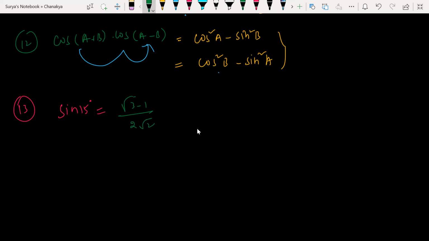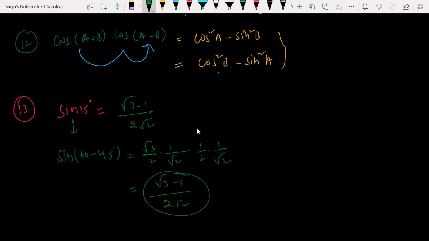This is the answer. How did you get this, sir? If you want proof, you can derive it like this. Sine 60 minus 45 degrees. So sine A cos B: sine 60 is root 3 by 2, minus cos A sin B. If you simplify this, you get root 3 minus 1 divided by 2 root 2. Yes, exactly.